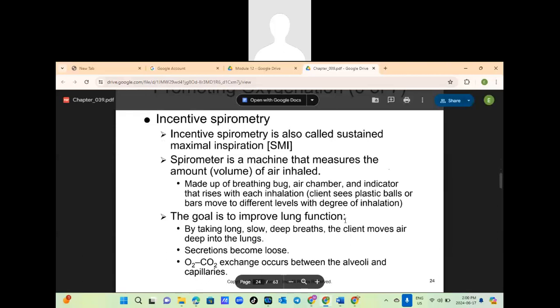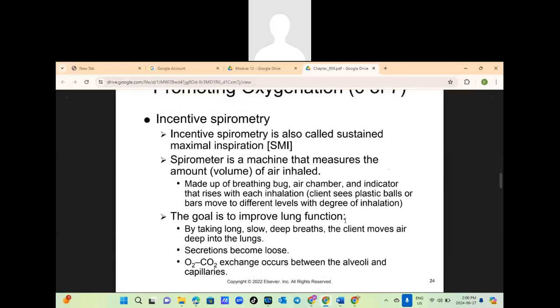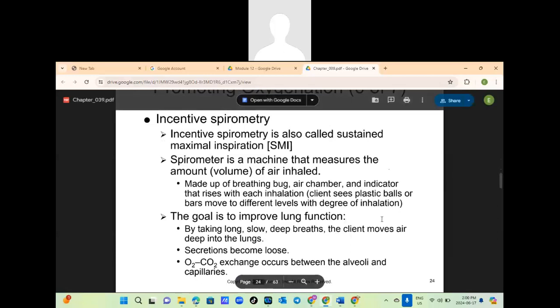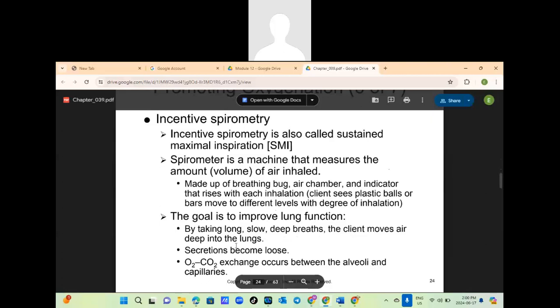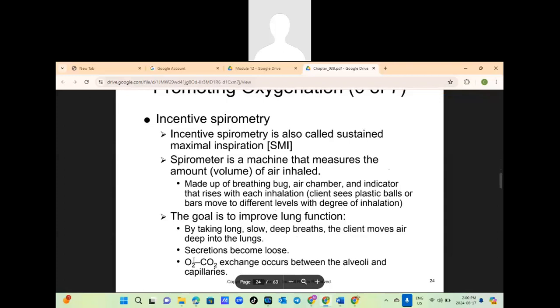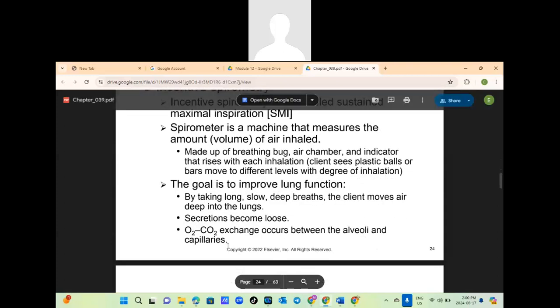So the goal of incentive spirometry is to improve lung function. Again, incentive is to encourage, and spirometry is a machine that measures the amount or volume of the air inhaled. The goal is to improve lung function by taking long, slow, deep breaths. The client moves air into the lungs, secretions become loose, and oxygen and carbon dioxide exchange occurs between the alveoli and the capillaries. I think right now you already memorized this one. It's already in your system.